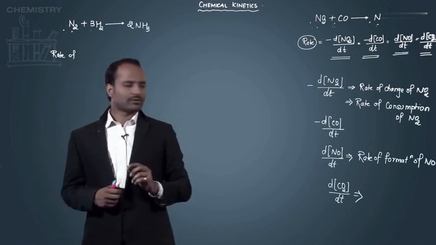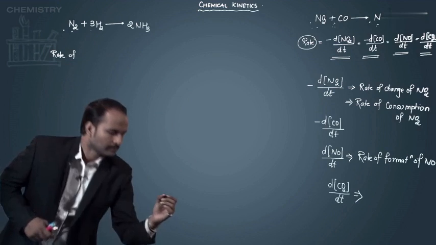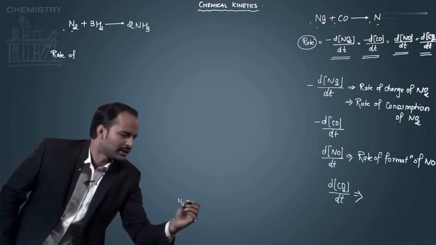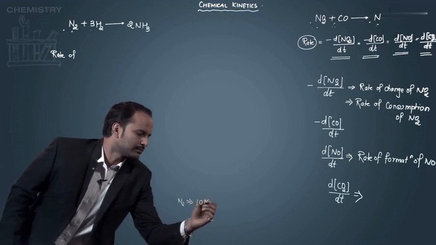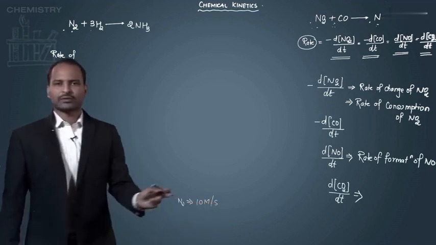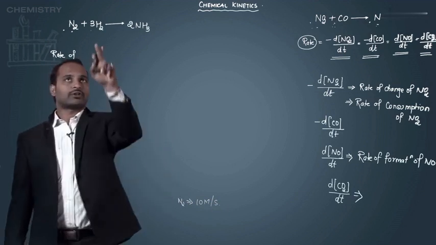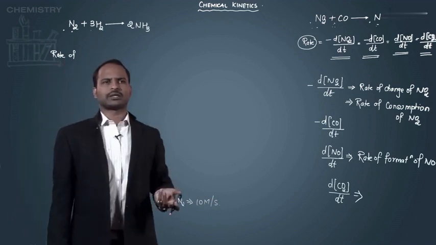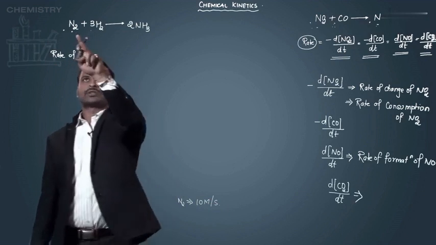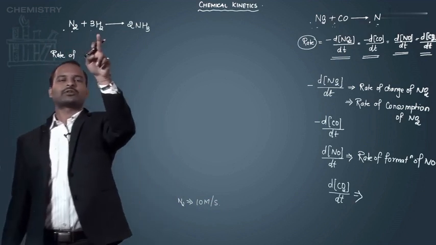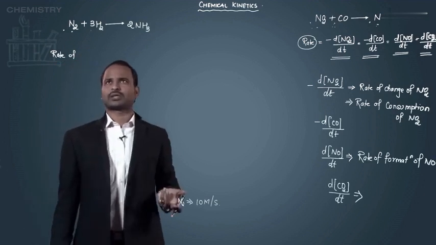Suppose the rate of consumption of nitrogen is, for example, 10 molar per second. It means nitrogen is consumed with this speed. Then what will be the rate of consumption of hydrogen? Simply, the answer is going to be triple, because if it is 100, this is going to be 300. So if the speed of nitrogen is 10, then the speed of hydrogen consumption will be 30.